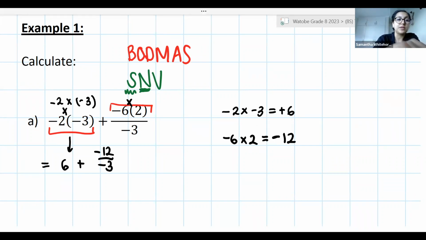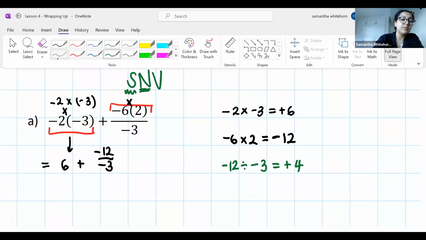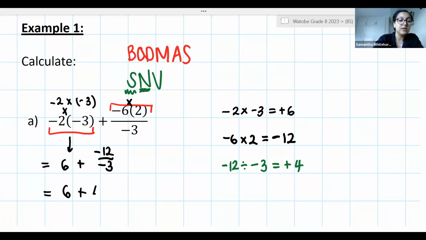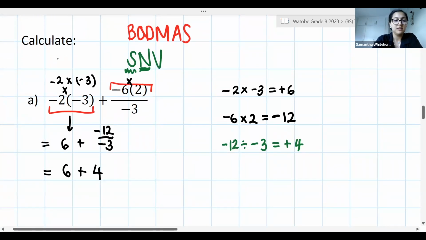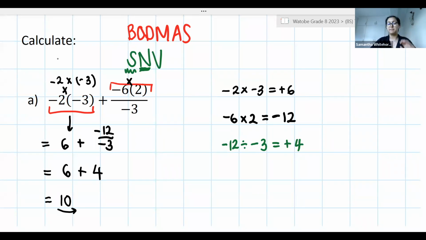Now remember, the division rules with our signs is the same as multiplication. So a negative 12 divided by a negative 3, a negative divided by a negative is a positive. 12 divided by 3 is 4. And so what we actually have here when we simplify is 6 plus 4. You don't have to write a double plus because plus is plus. We don't have to stress about that. But now we can do our final step of addition to give us our final answer of 10. So very importantly, we need to be remembering our BODMAS.